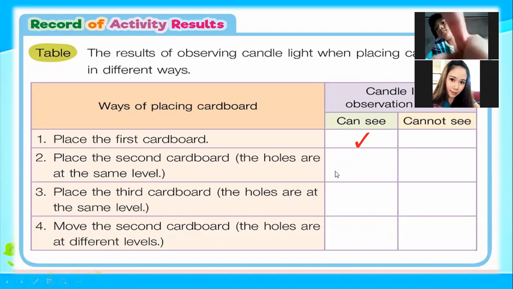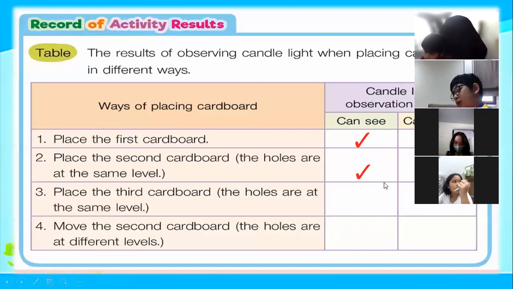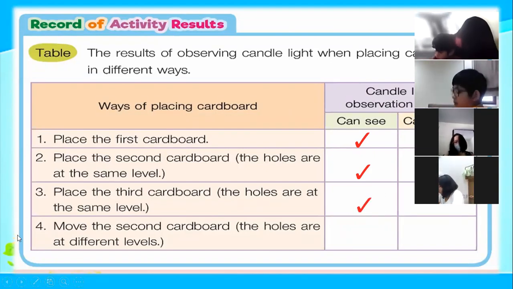Not. The holes are at the same level next to the first cardboard. So that means we can see. Okay. Now, number 3, place the third cardboard. So the holes are also at the same level. So we will be able to see or not? Can see. Exactly, we can see.